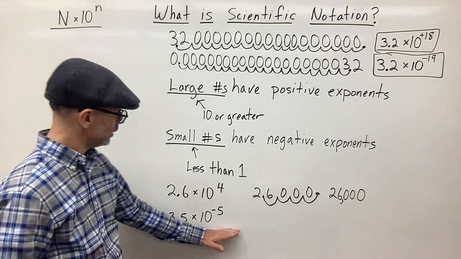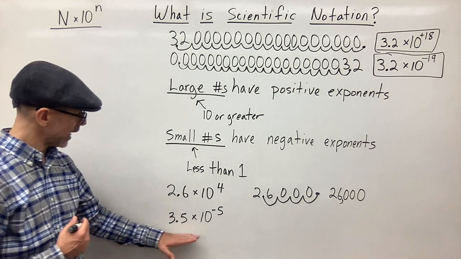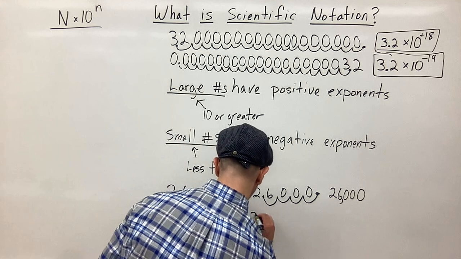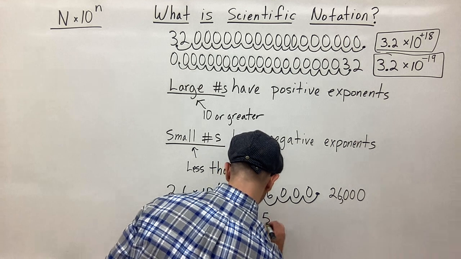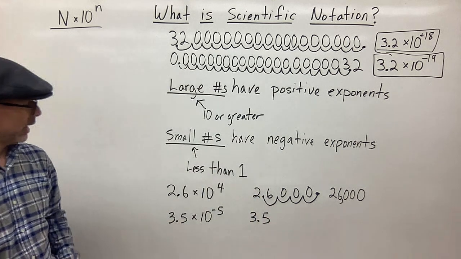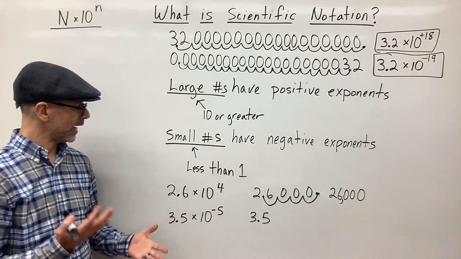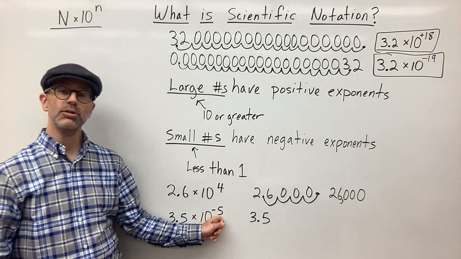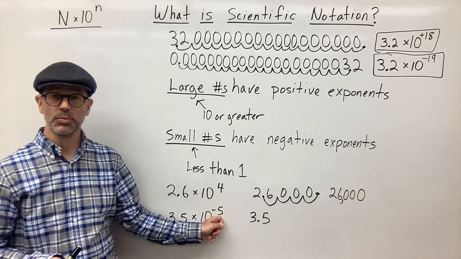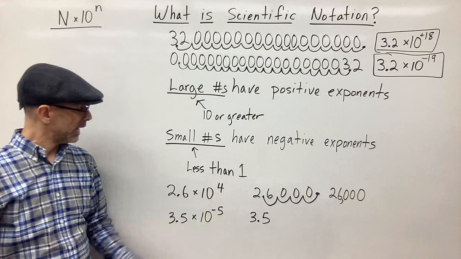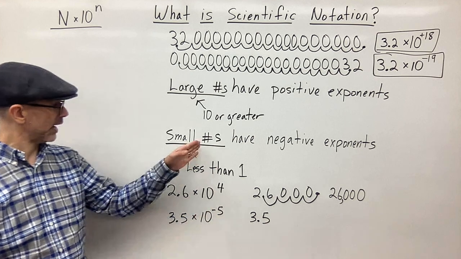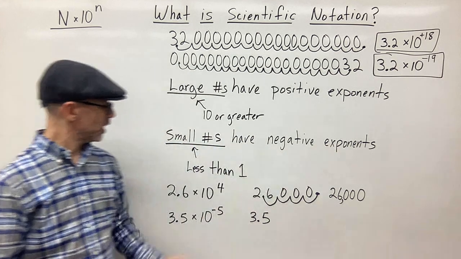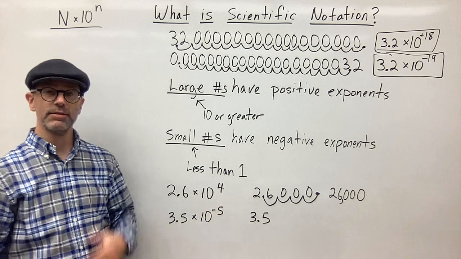Okay, what about this one? Same thing. I'm going to take the first number here with the decimal point. That's going to be 3.5. And then now I have to decide where I'm going to move the decimal point. Notice that I have a 5 here, so that tells me that I'm going to move the decimal point 5 times. And the negative here tells me that I have a small number because small numbers have negative exponents. So since it's negative, I know I have a small number.